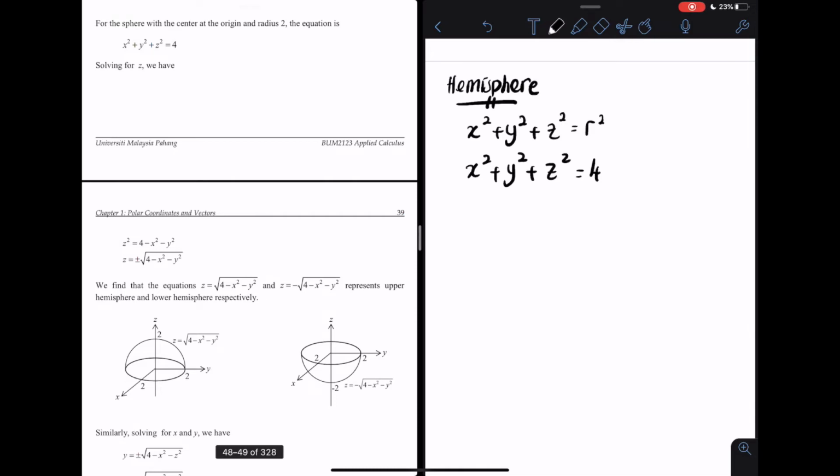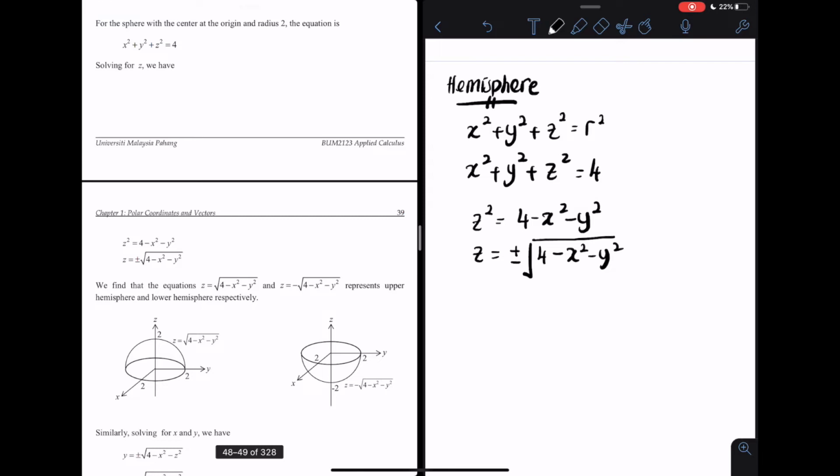So, by letting one of the variables be the subject of your equation, for example, let z be the subject, you get z squared is equal to 4 minus x squared minus y squared. And then you try to get rid of the square on the left hand side, you will get z is equal to plus minus the square root of 4 minus x squared minus y squared.